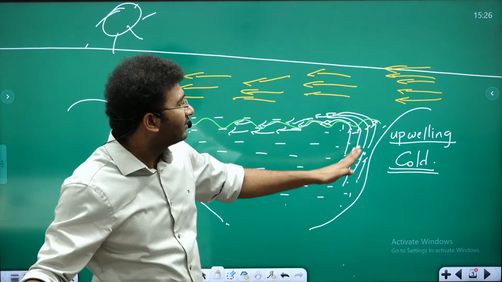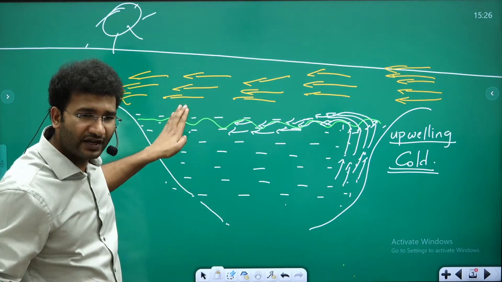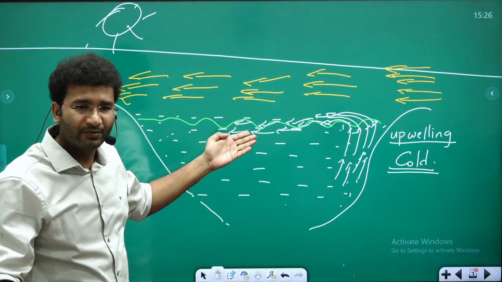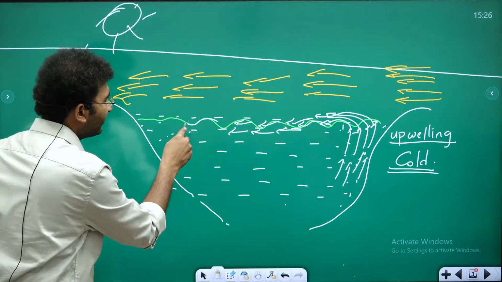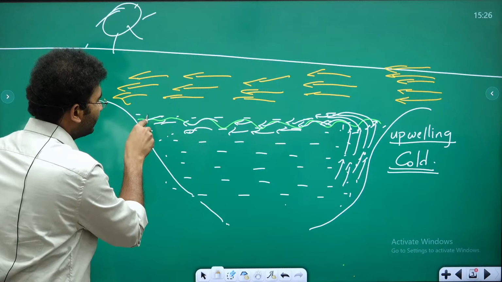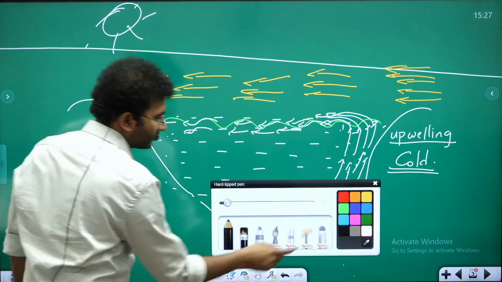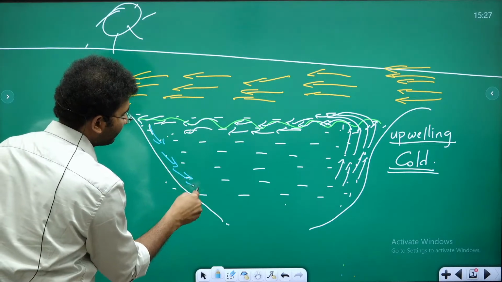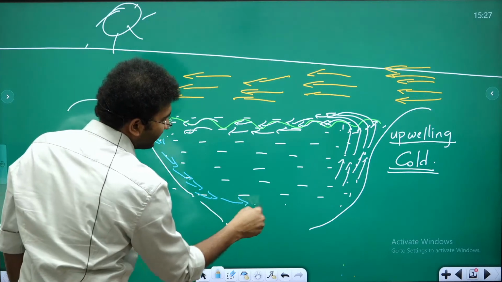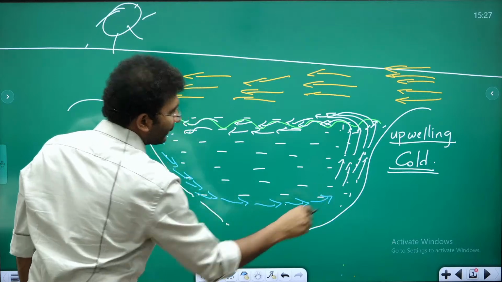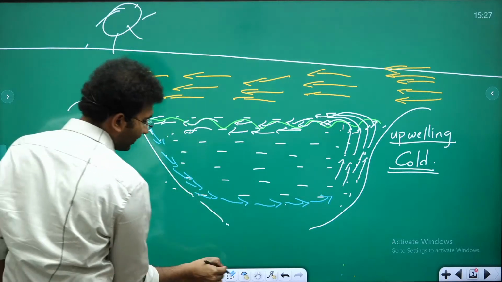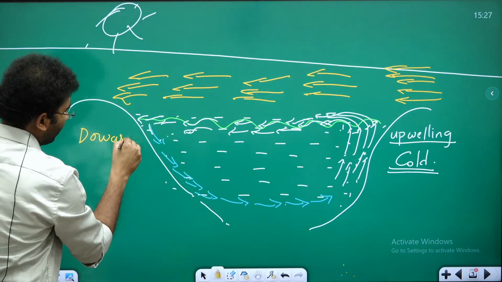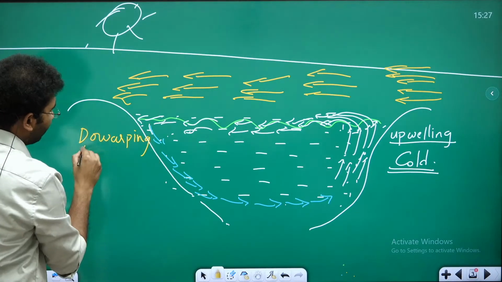Now, coming back to the same water, when it starts to travel, again it is exposed to the sun, and as it travels it gains temperature. By the time it reaches the other side of the coastline, this water will slowly start to downwell. It starts to sink. And like this, it forms a cycle, right? And here it is called downwelling.